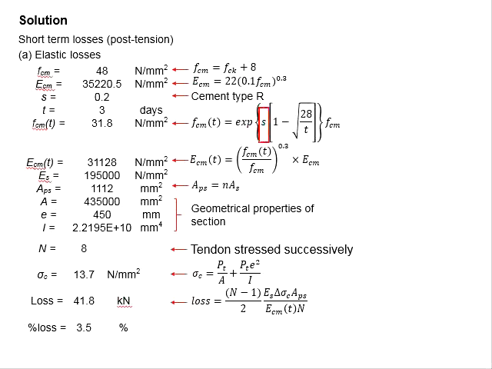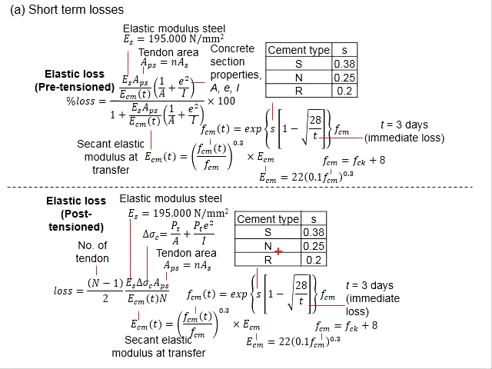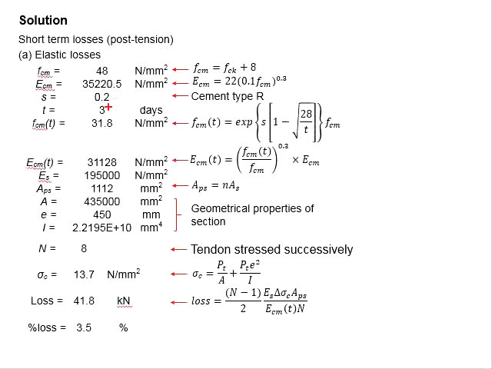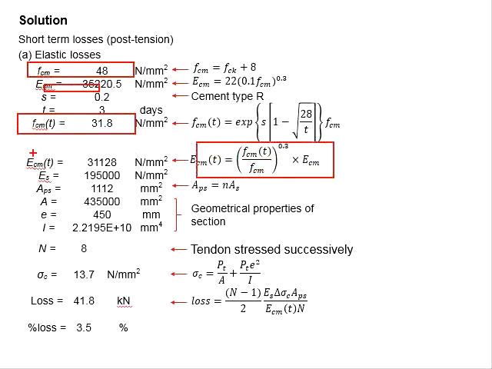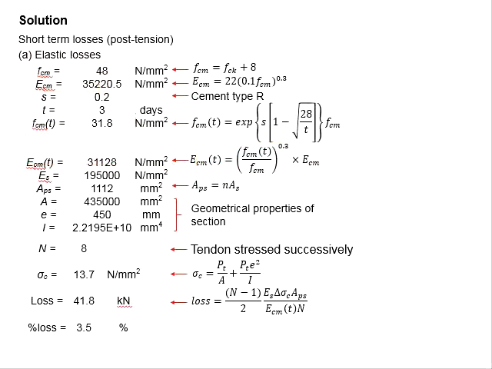Next, you need to determine the s value here. Referring to this table, type R is being used. s will be equal to 0.2. The t now is equal to 3 days. Substitute the relevant values into the equations. You get fcm,t as 31.8 Newton per mm square. Substitute fcm, Ecm, and fcm,t into the equation here. You get Ecm,t here. The modulus of elasticity of the steel tendon is 195 gigapascal.